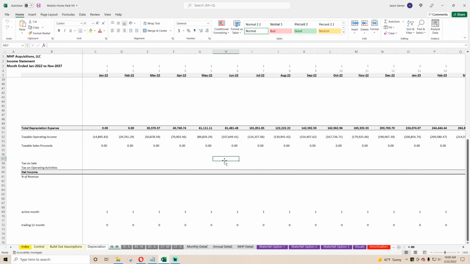All right, what's happening? It's Tuesday morning, 10 a.m. We're doing some live financial modeling here, as we do most days at the beginning of the week. Mobile home park.